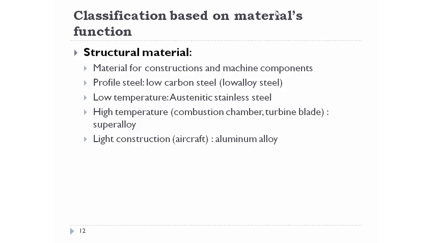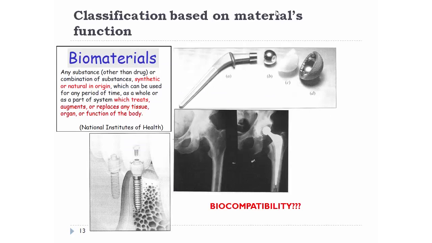Now we will go to the second classification. It's about classification based on materials function. The first one is structural material. This is the usage in the construction or the machine components. And the second one, this one is the most important one, biomaterials.